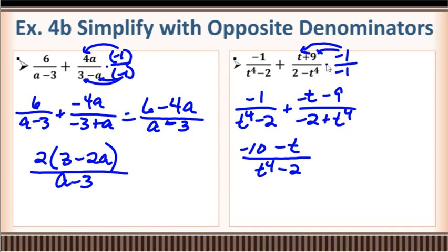There's nothing I can factor here, so my answer would remain as negative 10 minus t over t to the 4th minus 2. Now your answer could slightly be different if you decide to make your denominator 2 minus t to the 4th. The numbers would be the same, it's just the signs would be a little bit opposite. So it all depends on which expression you multiply by a negative 1.